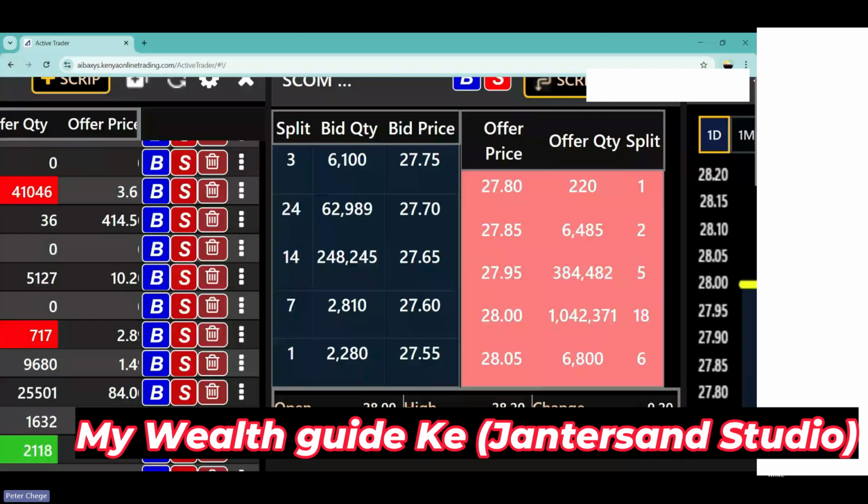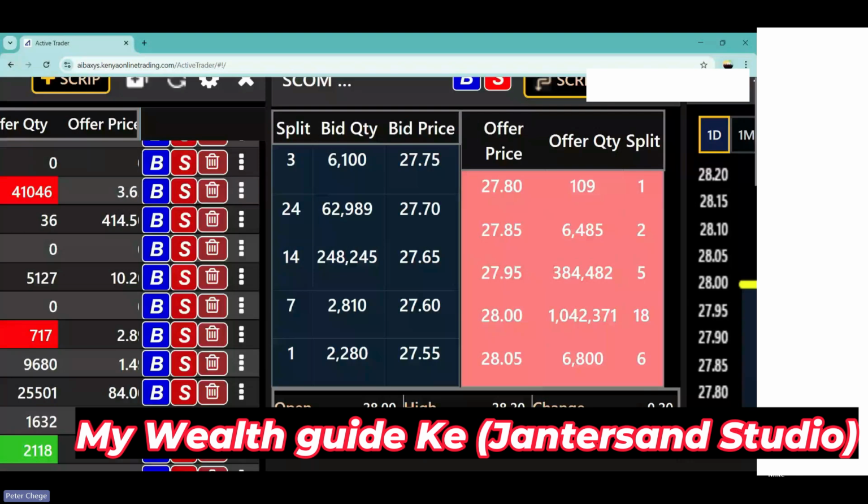If you look at the offer side, at the top, the lowest is 27.80, 220 shares, 27.85, 6,000. At 27.95, that's where, again, selling pressure is. Then 1 million below it. So on the selling side, the pressure is nearly at the bottom, because you realize the 1 million is sold by 3. So if you are to sell Safaricom, you'd better put your order at a good price.